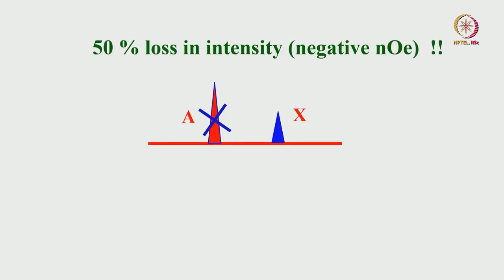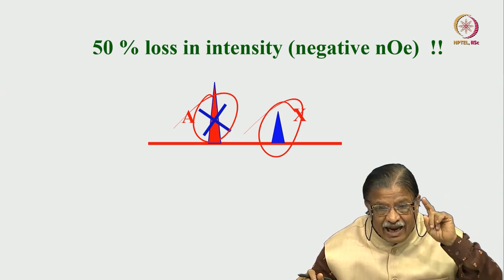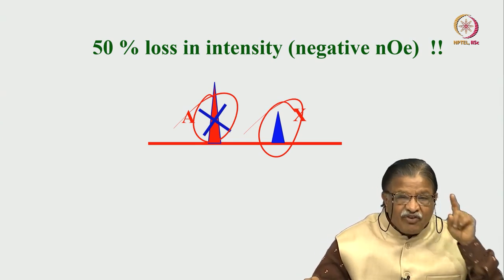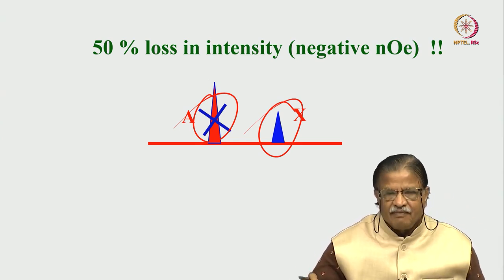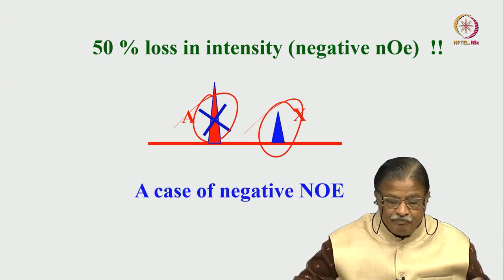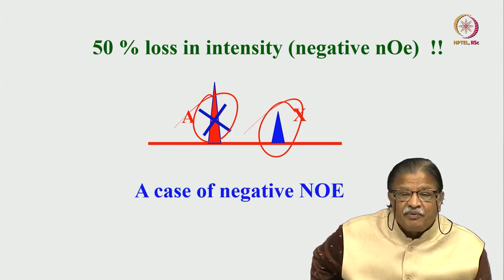So earlier case, X was 2, now it became 1. Of course, this is the irradiated spin, we will not worry. What happened to X spin? I irradiated A spin, allowed the spin to relax through zero quantum pathway. The intensity came down by 50%. There is a loss in the intensity. When the spins relax through double quantum pathway, there is a 50% gain in the intensity. This is the difference. Okay? This is a case of negative NOE.